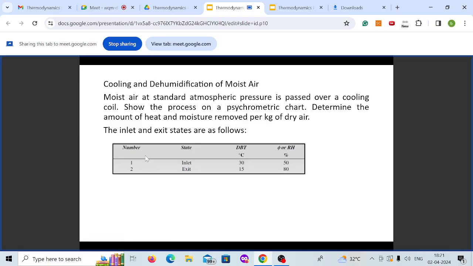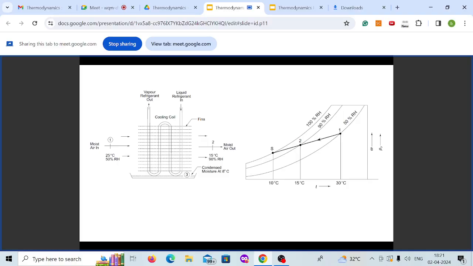So what is happening is you have moist air at 1 atmosphere passing over the cooling coil, and because of that you are removing some heat and moisture from the air. The inlet and exit conditions are given. Inlet is at 30 degree dry bulb temperature and relative humidity of 50%. The exit dry bulb temperature is 15 and has a relative humidity of 80. So we need to find out the amount of moisture which has been removed and the amount of heat which has been removed. This is how the process is.